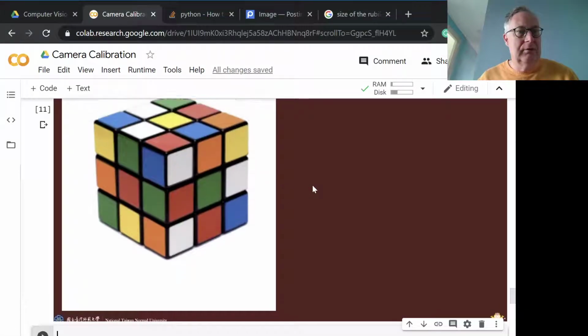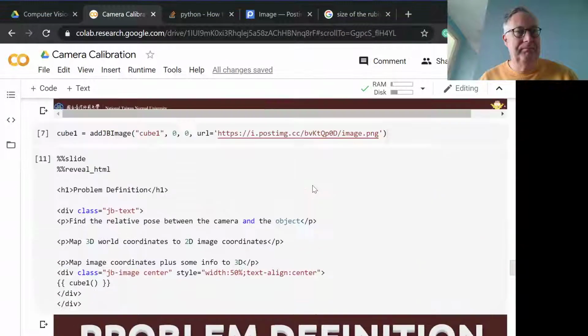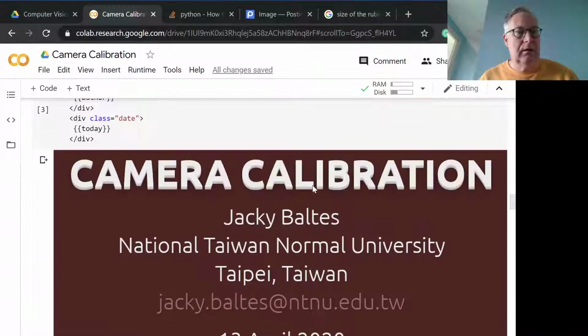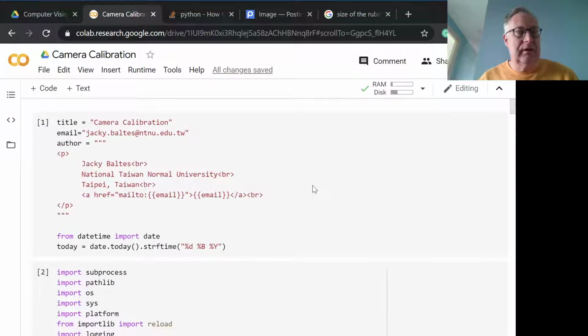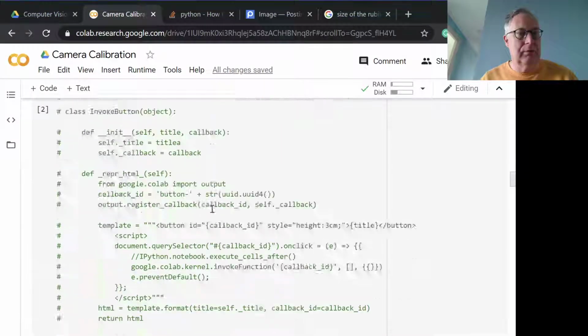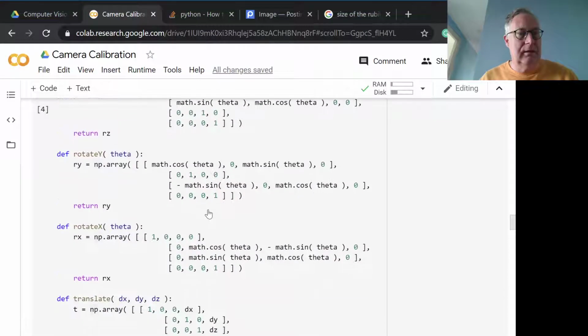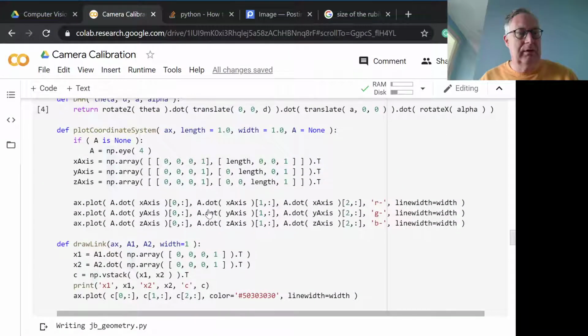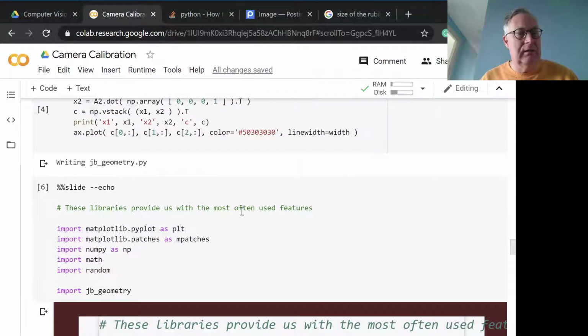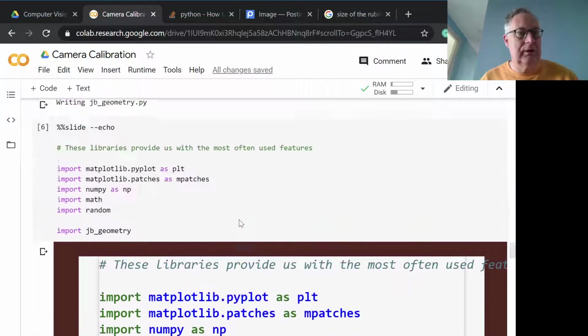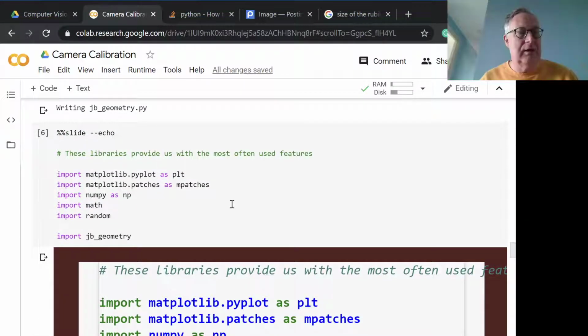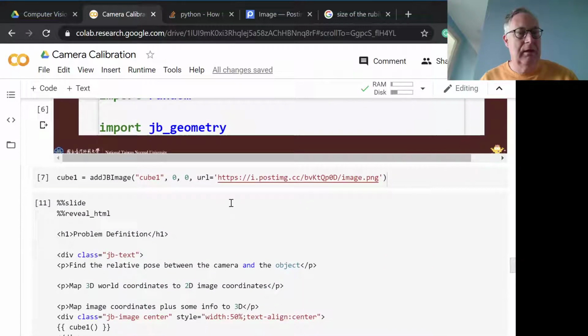So today we'll be looking at camera calibration. I started the camera calibration Jupyter notebook. We have a title, the usual prologue, and then a file with various Python routines to do 3D geometry. I just copied that in here. I'm not sure if I'm actually going to use it or not. And then we load in some standard matplotlib libraries that will come in handy later on.